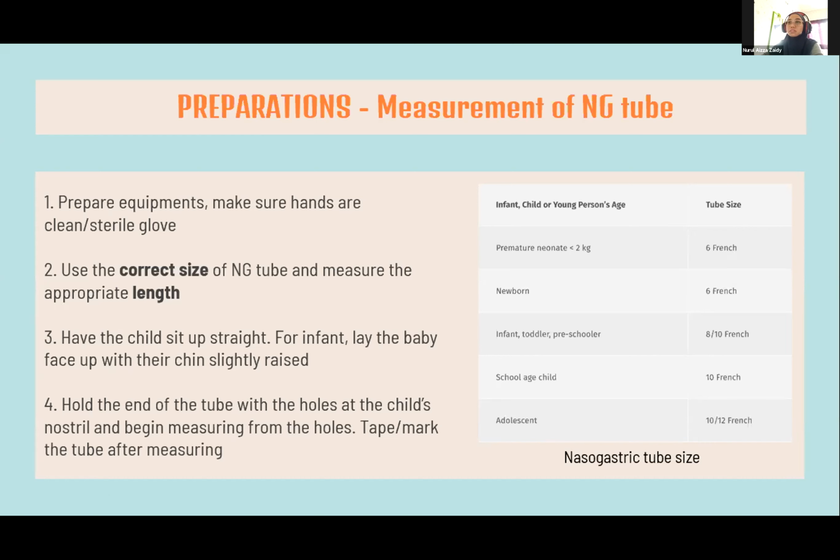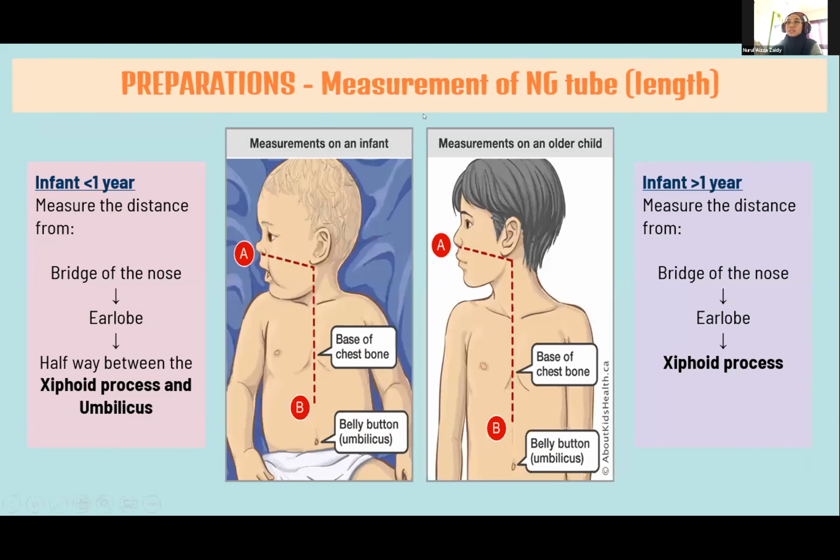Moving on, this is how we measure the length. Just now we measured the tube size, now we measure the length. In infants less than 1 year, how do we measure? From the bridge of the nose just now, right? Remember, we start here at the nostril. From the bridge of the nose, moving on to the ear lobe, and then halfway between the xiphoid process and the umbilicus. So the point is here. But in older children or infants more than 1 year, we measure from the nostrils to the ear lobe and then directly to the xiphoid process. In infants it is halfway between the xiphoid process and umbilicus, but in older children, directly to the xiphoid process.